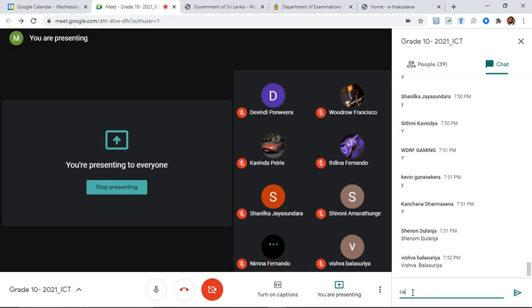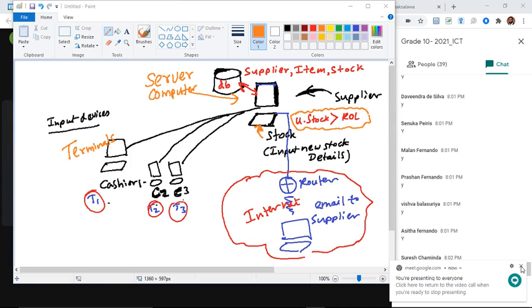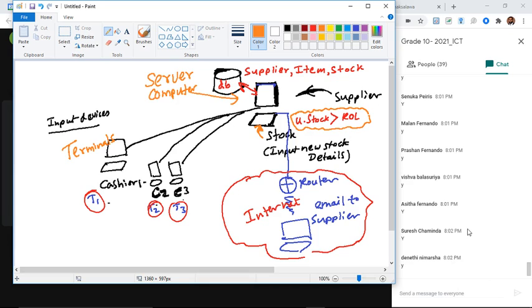Right, I'll ask the question. Can you understand the diagram? Okay, right. Okay, draw it. Okay, beta.